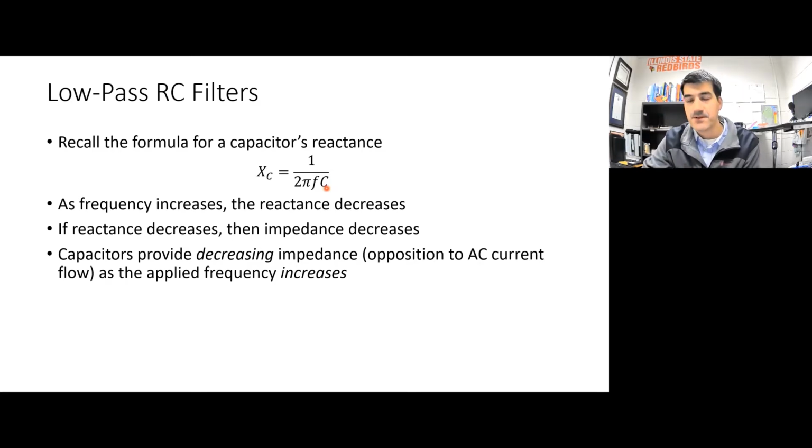So notice what happens when the applied frequency increases. If we increase f, what happens to X sub C? If we increase f, the denominator gets larger. If you divide by a larger number, then your result gets smaller, right? So as frequency increases, the reactance decreases. The opposite is true as well. As f gets smaller, you're dividing by a smaller number, then X sub C increases. But stick with that first thing for right now to follow the train of thought. As the frequency increases, the reactance decreases.